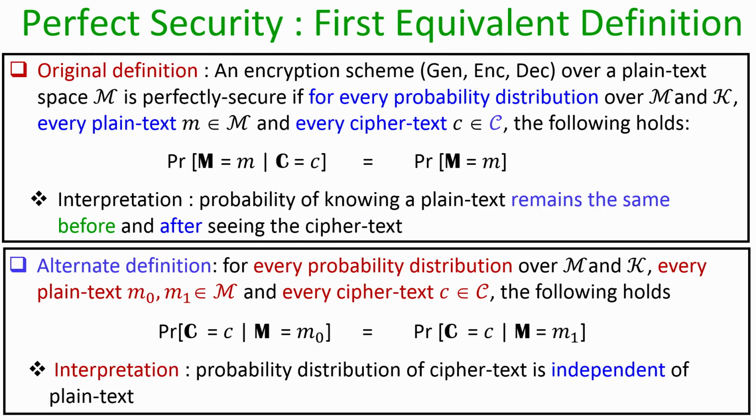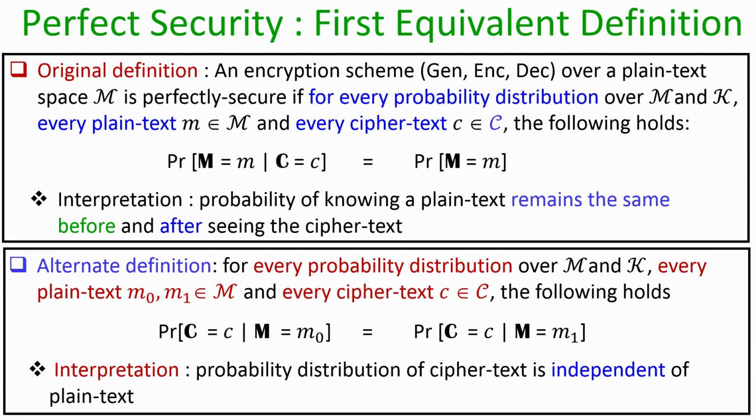The interpretation of this equality is that the probability distribution of the ciphertext is independent of what exactly your underlying plain text is. That means, if the adversary sees the ciphertext C over the channel, it does not matter whether the plain text is M0 or M1. From the viewpoint of the attacker, the ciphertext C should be a candidate encryption of M0 as well as of M1, with equal probability. There should not be any bias in the probability, whether it is an encryption of M0 or of M1. That means, the ciphertext distribution should be independent of the underlying plain text.